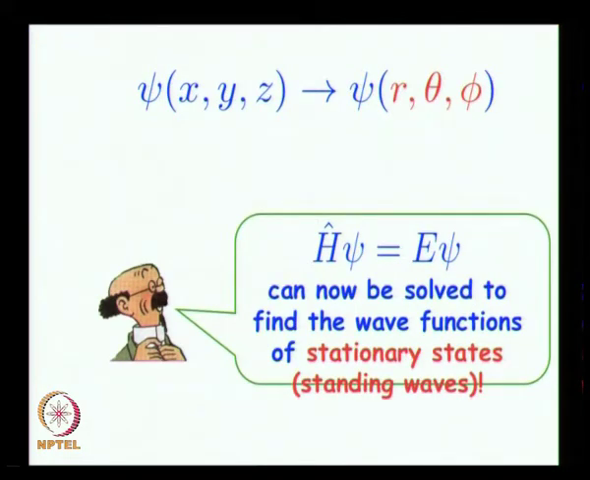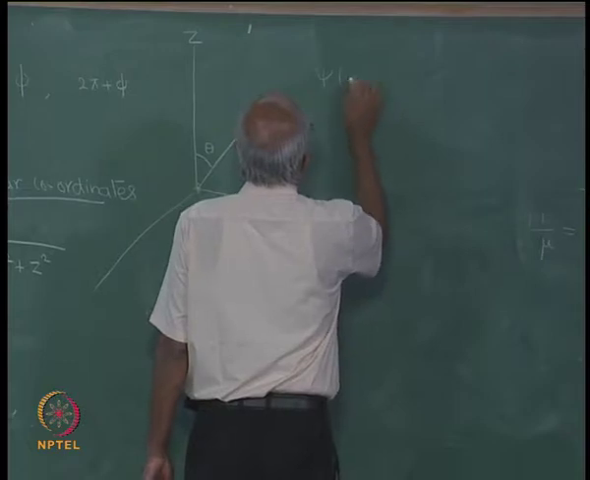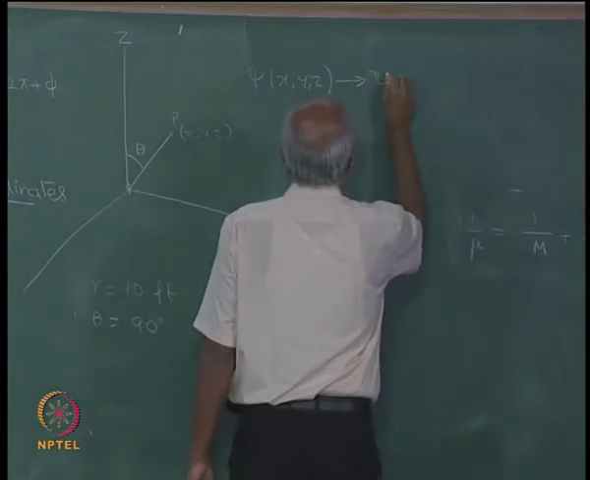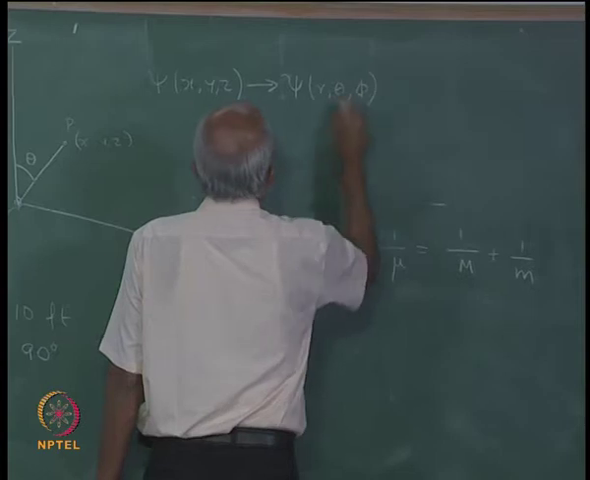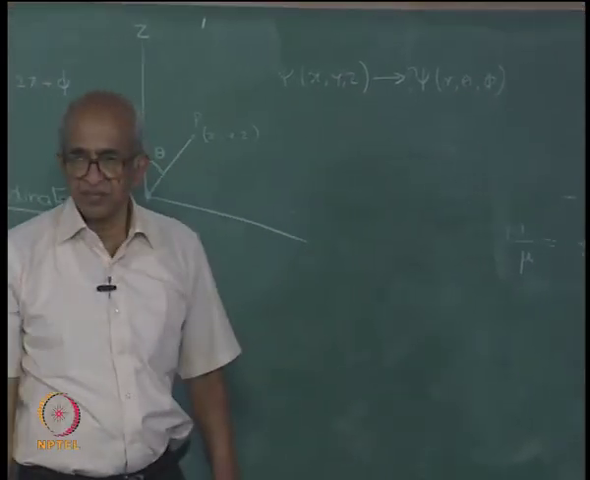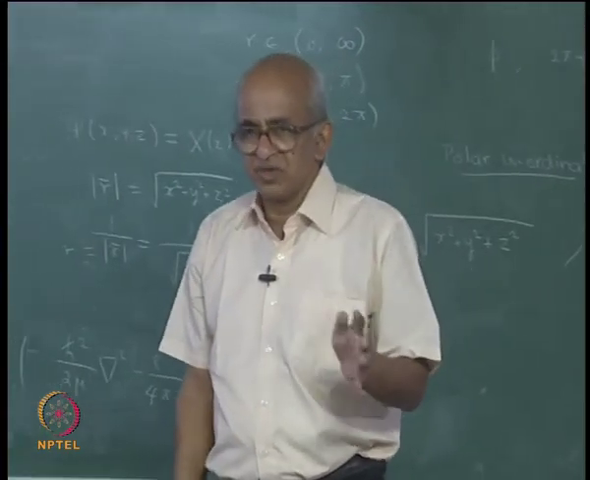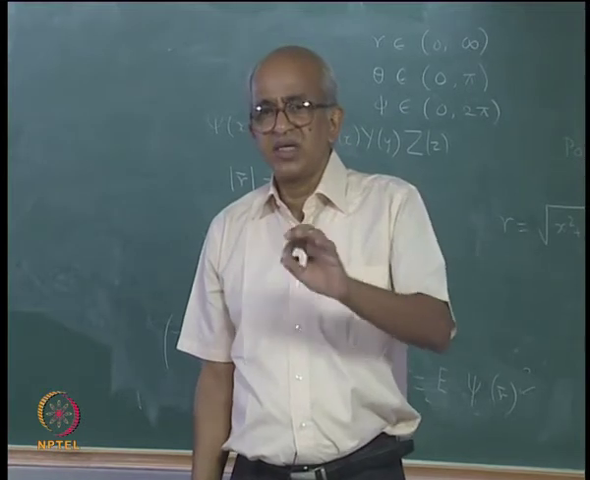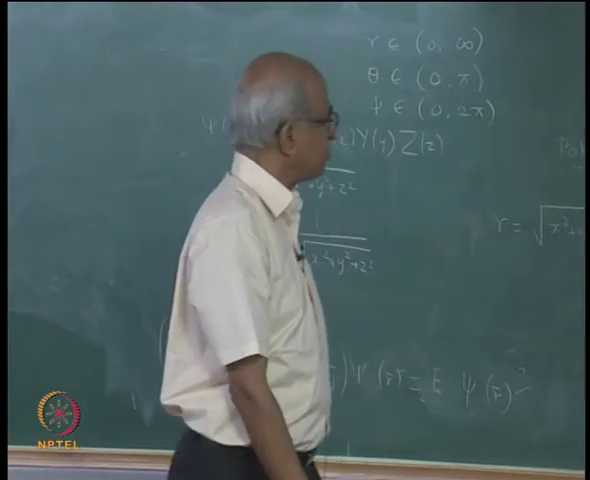So now what is going to happen is that my wave function, which is a function of x, y and z, we decided that we do not want x, y and z, but instead we want to change over to r, theta, phi. So we will get rid of x, y, z and express everything in terms of r, theta, phi. So naturally I will have to express x, y and z in terms of r, theta, phi. So how will I do that?